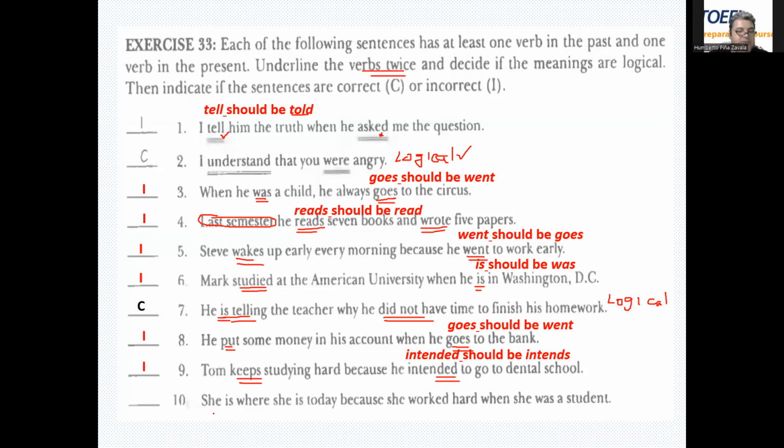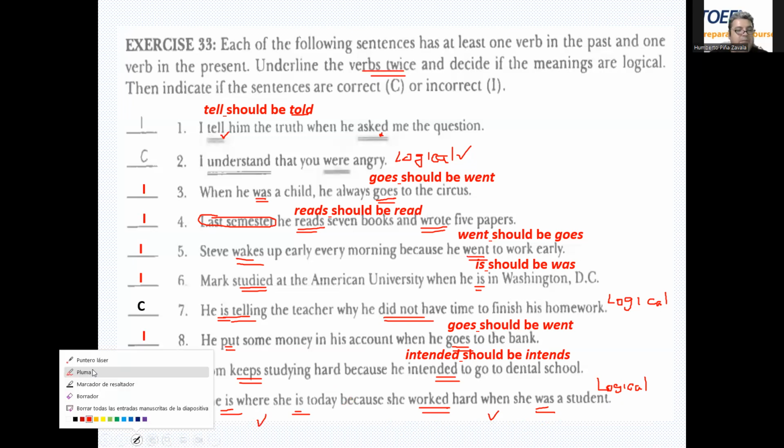And finally, she is where she is today because she worked hard when she was a student, right? So here we have another logical connection telling us that the results today are because of the actions in the past. So this is totally correct.